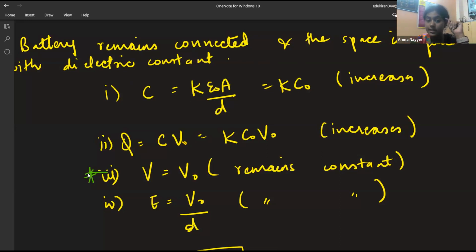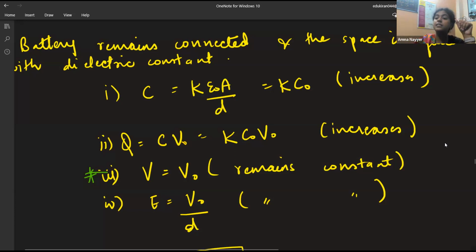All right, class, remember this, because this portion becomes confusing. You will see how. Electric field is V naught divided by D. So what is potential? Potential is remaining the same, so the electric field will also remain the same. So if the battery remains connected and the space is filled with a dielectric slab, or a dielectric medium is kept between the capacitor plates, right? Air is not filled; the capacitor plates are filled with a dielectric slab. Capacitance increases by K times. Charge increases by K times, potential remains the same and electric field remains the same.